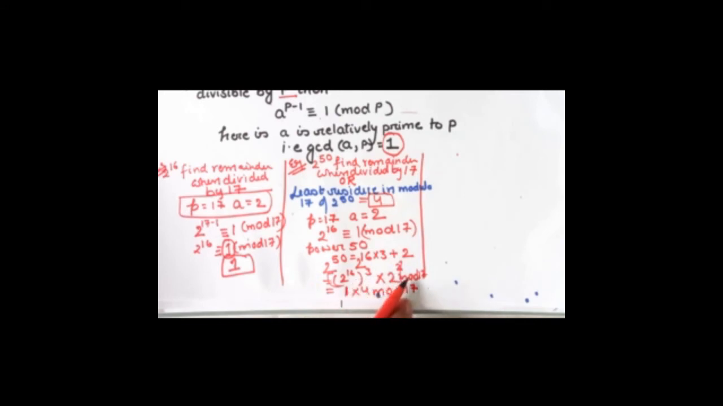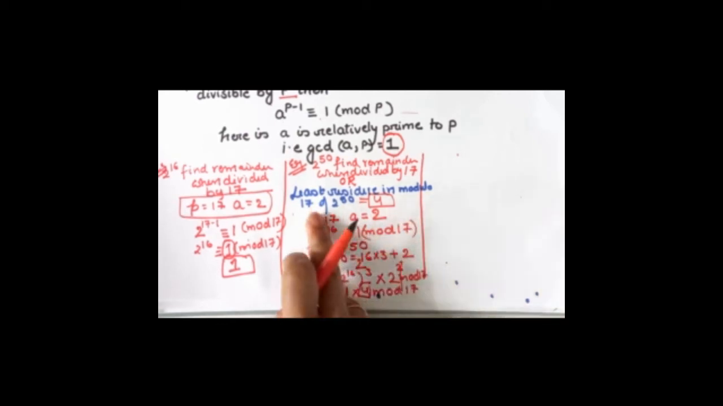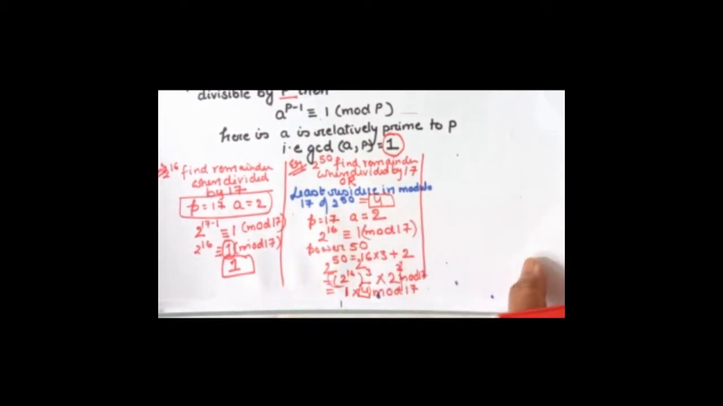So 2 to the power 16 mod 17, I knew that the residue is 1. For 1 to the power 3 mod 17, the residue again will be 1, because 1 to the power 3 is equivalent to 1. So this is negligible. After doing this, 2 to the power 2 will be 4. 4 mod 17 is going to give me back the value 4. So the answer for the least residue in modulo 17 of 2 to the power 50 is 4. Okay.